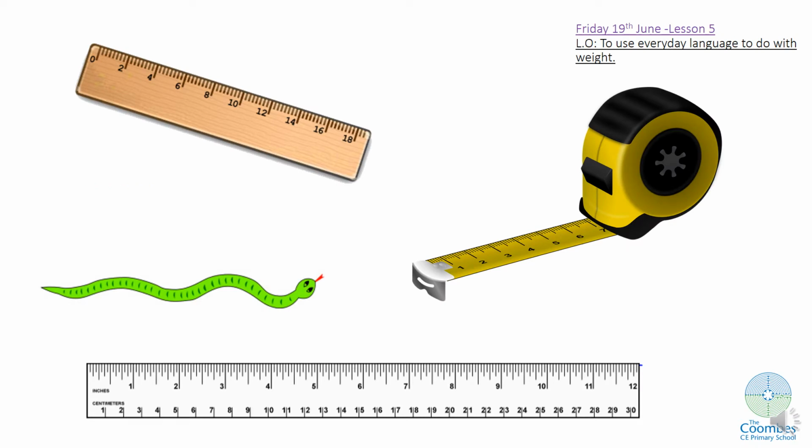So on the screen here we've got some of the different things that we use to measure, so ruler, tape measure, a longer ruler, a metre ruler, or a measuring snake. There was also things like our feet, our fingers, and Unifix cubes.